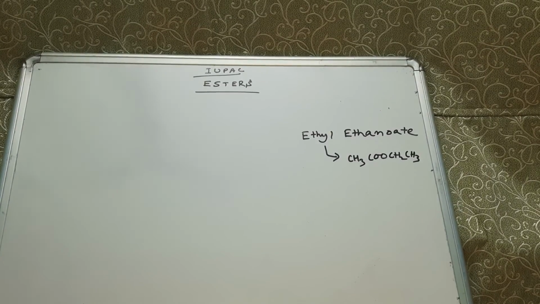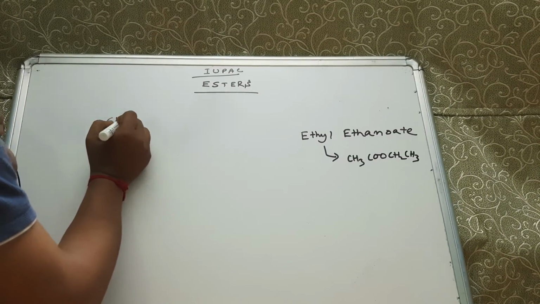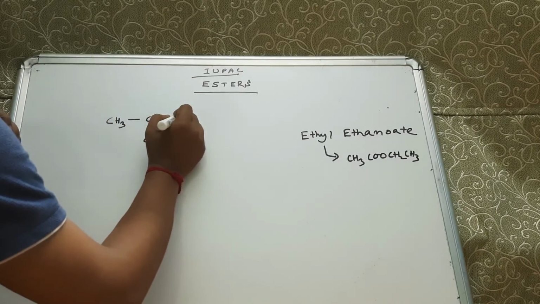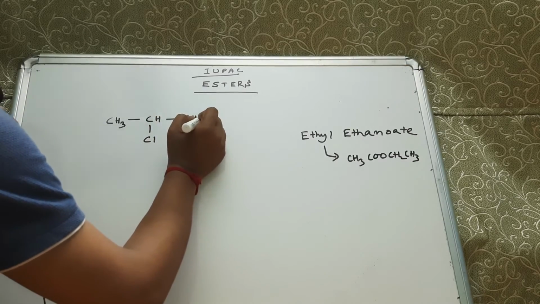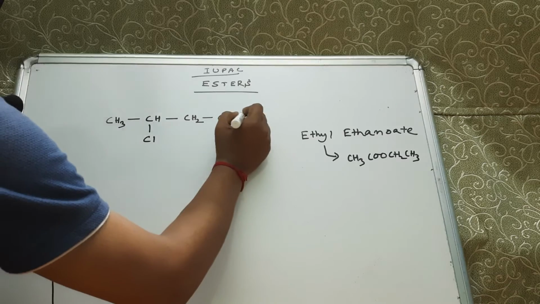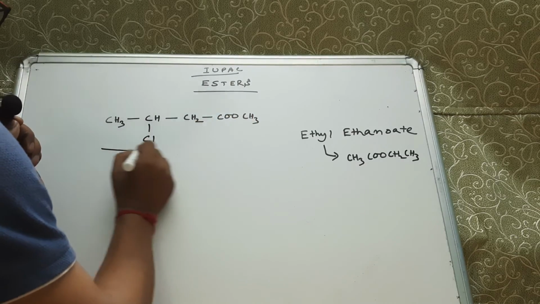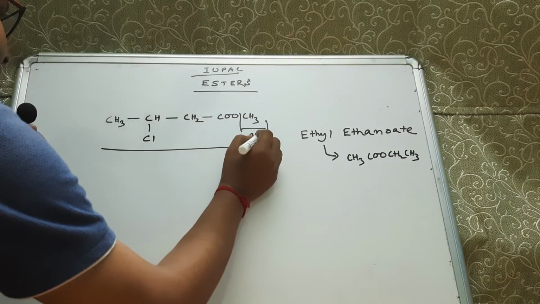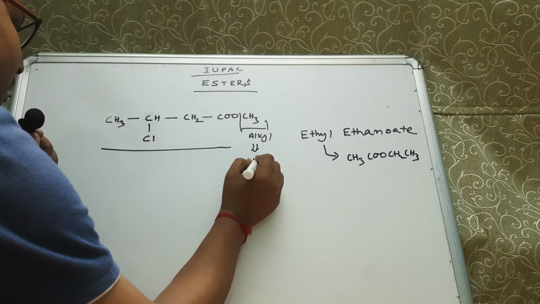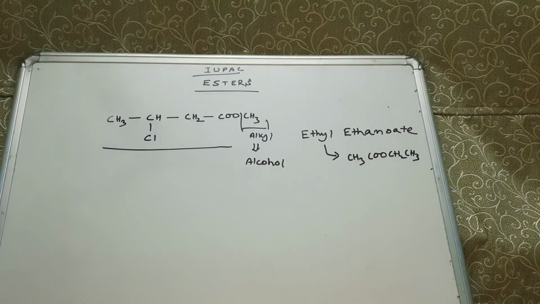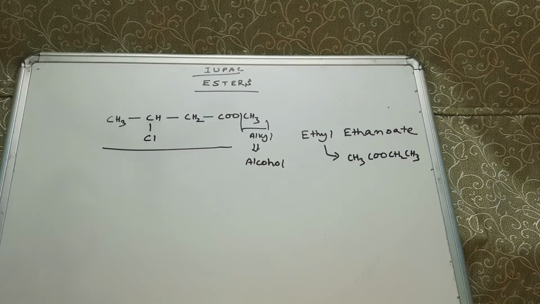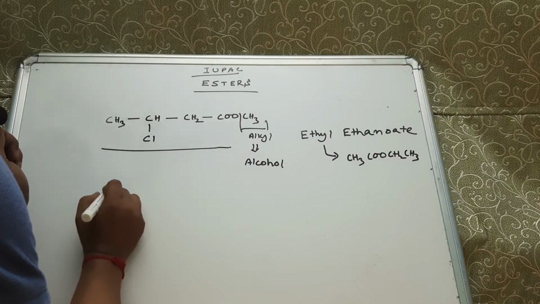Let's have another example. CH3, CH, here it is Cl, and it is CH2, COO, CH3. Very easy. That part comes from the carboxylic part and that part comes from alcohol. So at first you should write the alcoholic part. So how many carbons are there? There is one carbon from the alcohol part. So this is methyl.